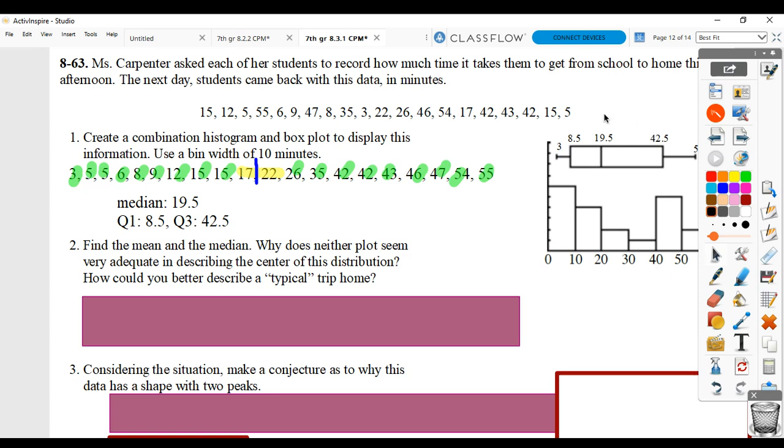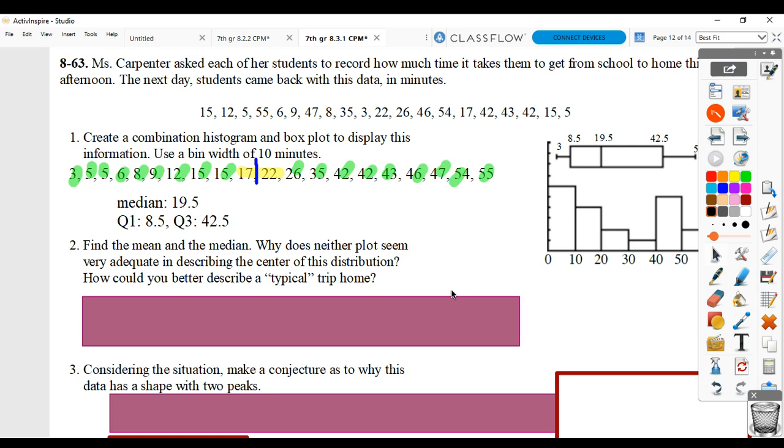Now, I will tell you again that CPM should have put a title on this. They should have the word frequency along the side, and they should have a label along the bottom. So please add that to your combination graph.